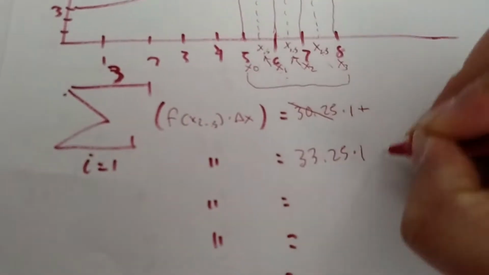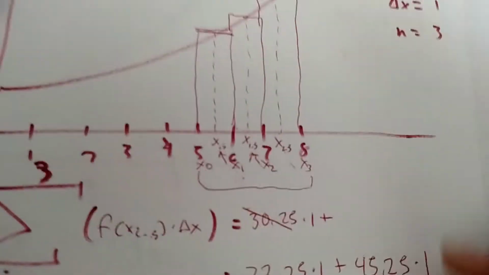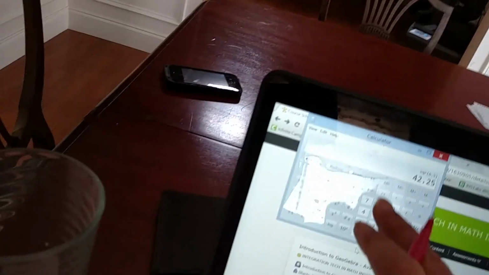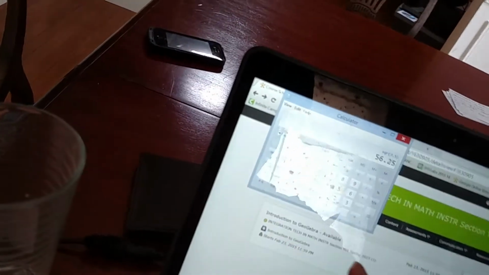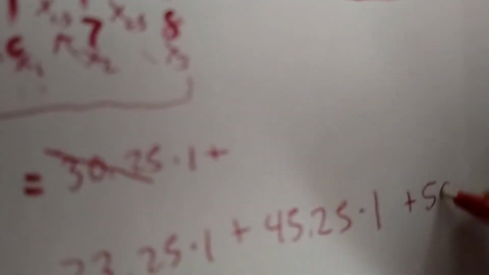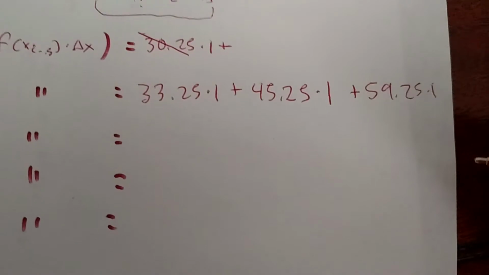33.25 times 1 plus 42.25 plus 3 is 45.25 times 1 plus 7.5, so 7.5 squared. All right, so 56.25 plus 3 is 59.25 times 1. Okay, so there we go.